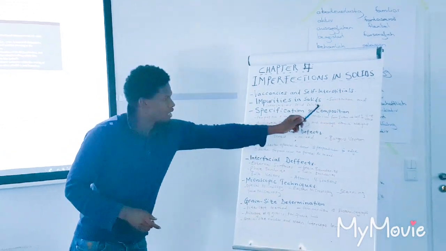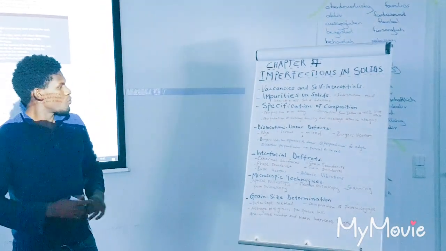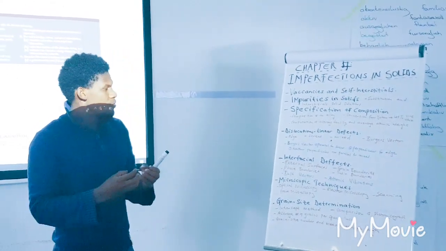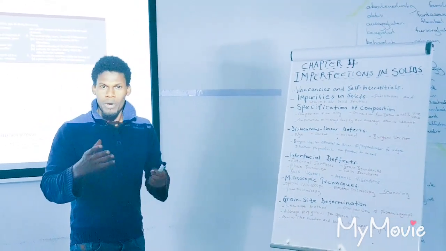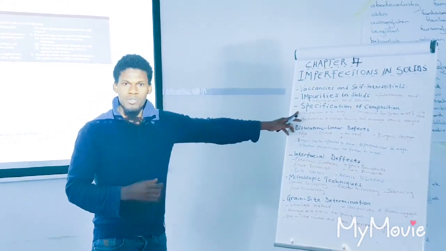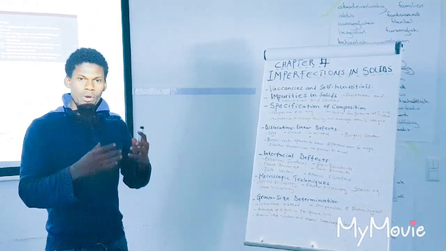We have the specification of compositions. This is also very important, because when we are combining, we are alloying these materials. That reminds me of cooking. When you are cooking, you mix things together. This is the same thing that is happening in materials science and engineering. You are alloying the materials.